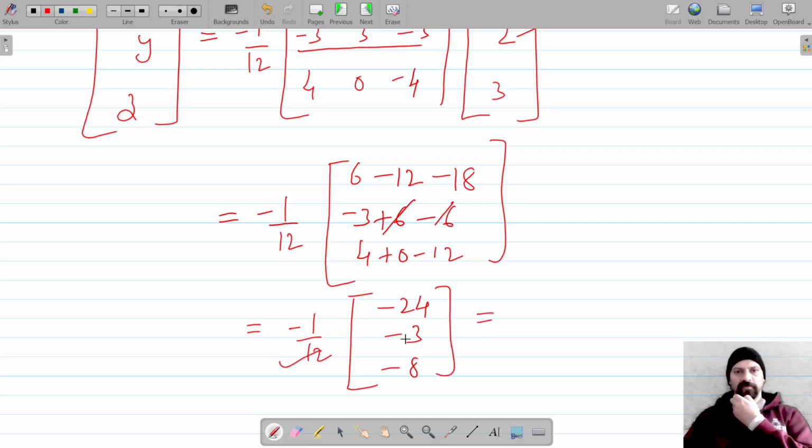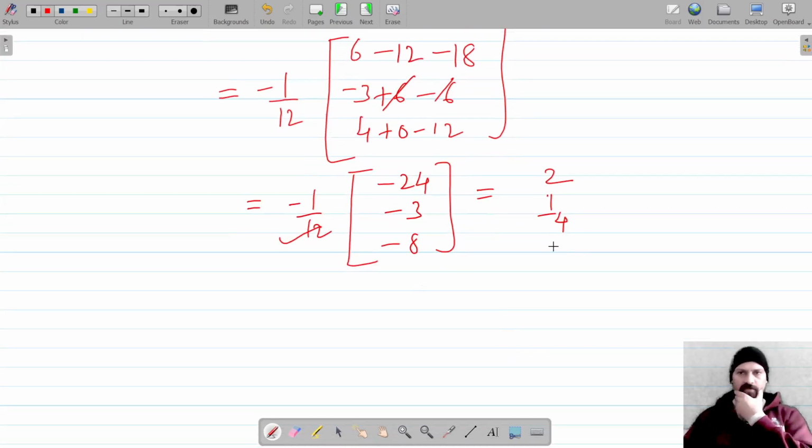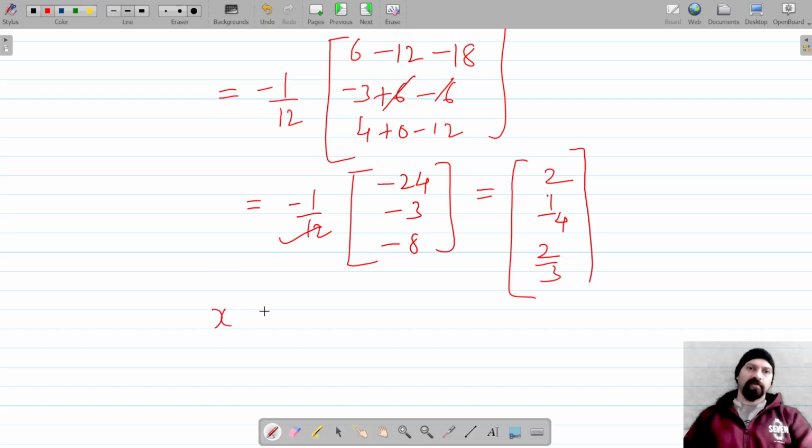So let's divide this with 12. Negative 1 by 12 times these gives me 2, then the second element is 1 by 4, and the third element is 2. So these are the values of x, y, and z. So x is equal to 2 and y is equal to 1 by 2.